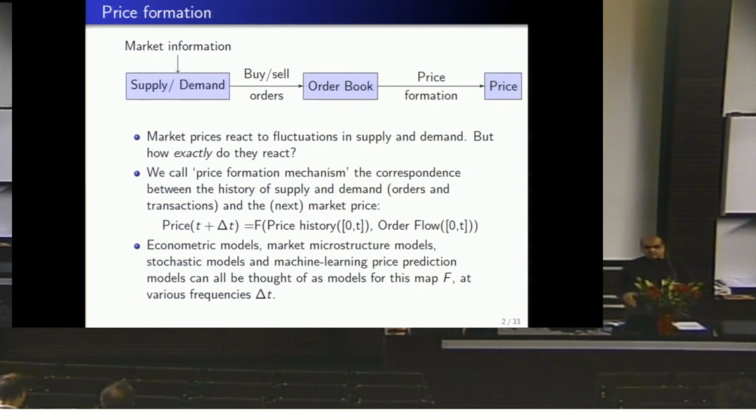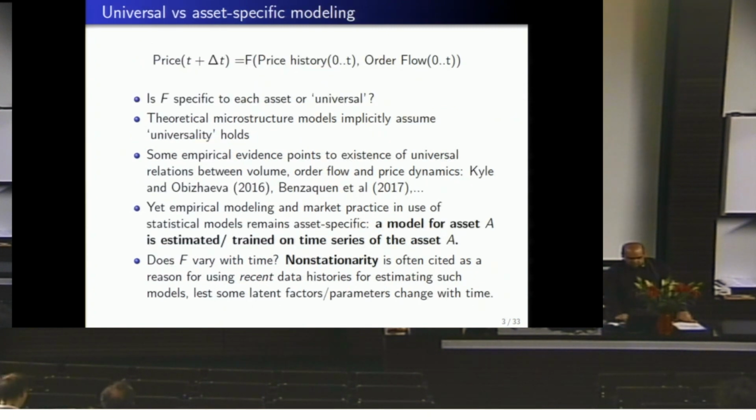Now this function F can be very complicated. It can depend on a lot of inputs, history of those inputs, and so on. And there have been lots of models of this type in the literature trying to understand the relation between supply, demand, past prices, and the current price.